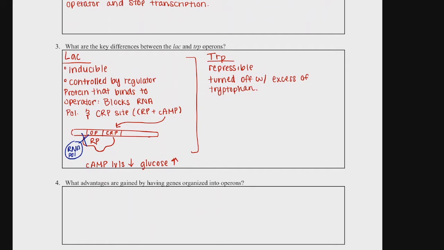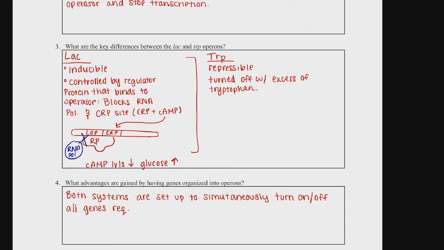So to write that down, both systems are set up to simultaneously turn on or off the genes in a metabolic pathway. And this is for efficiency's sake.